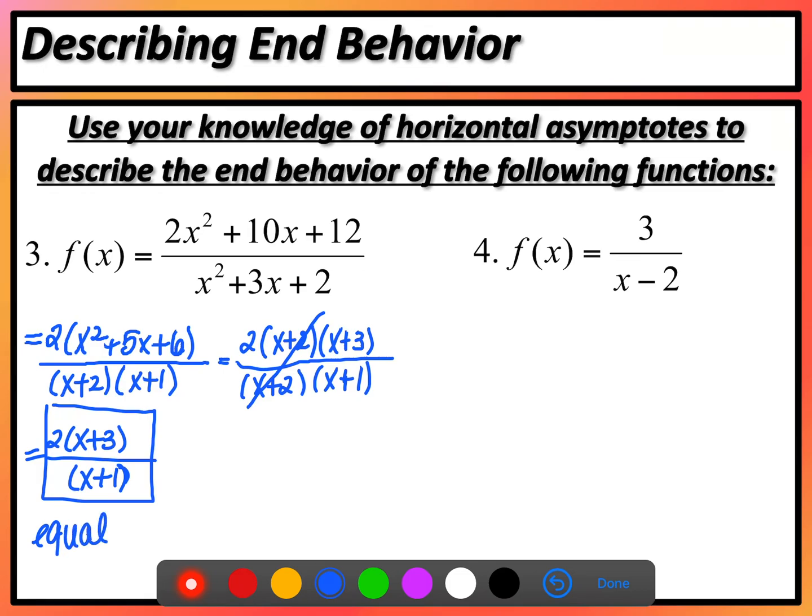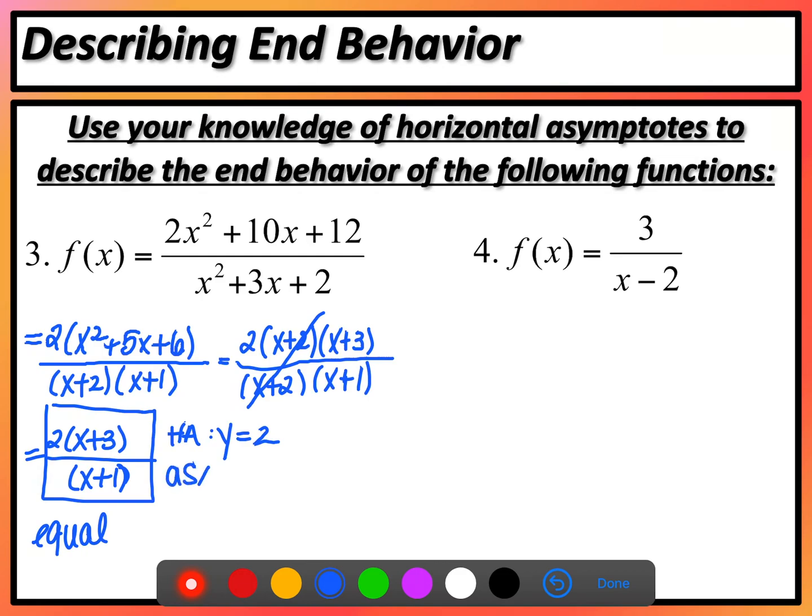So my simplified function here, okay, so my degrees appear to be equal on the top and the bottom. There's one x on the top and one on the bottom. So that means my horizontal asymptote does exist. It's going to be leading coefficients. So I'm looking at y equals 2.